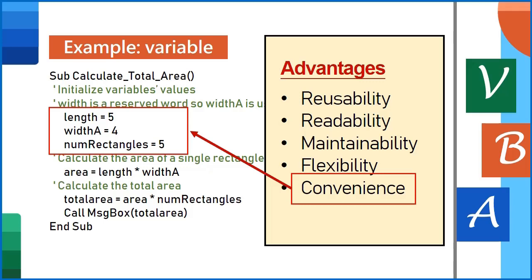One practice that we find very useful and convenient is placing variables at the top of a subroutine or function. This allows us to define all the values in one place. If you need to change a value, you can easily find and modify it at the top of the code, instead of searching through many lines of code.